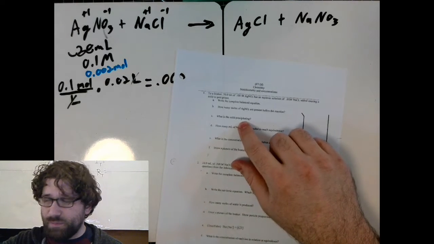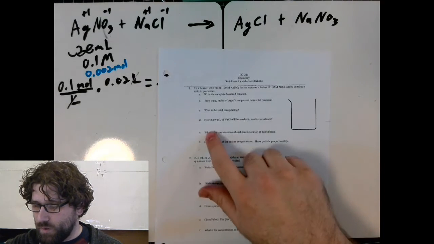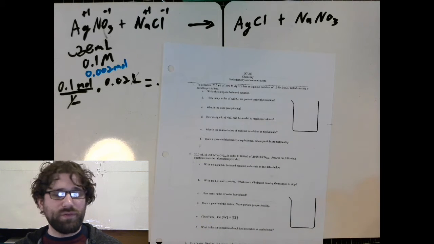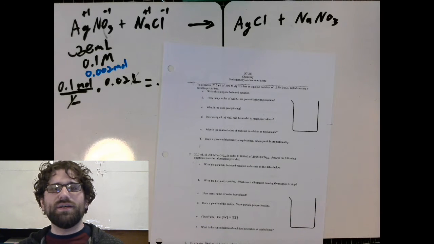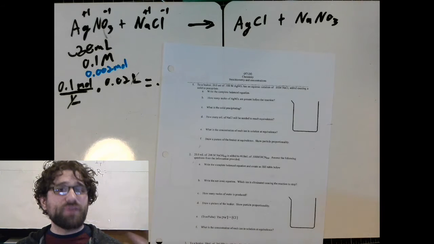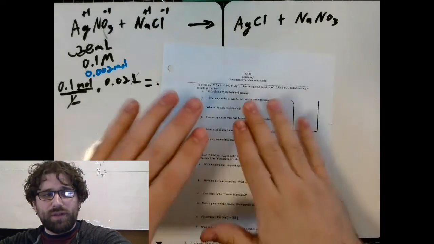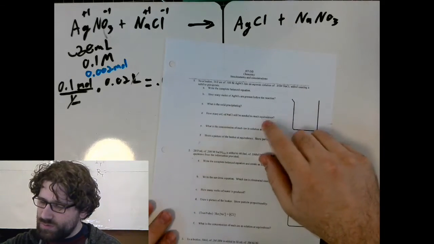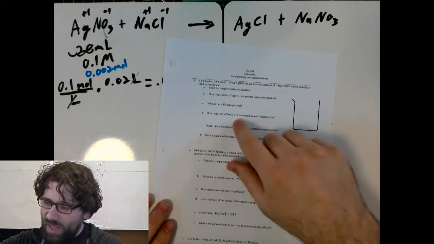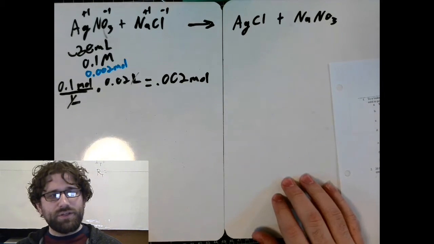Next question. What is the solid precipitating? Well, silver chloride. How many milliliters of NaCl will be needed to reach equivalence? Now, equivalence is a fancier term that just means the completion of the reaction. Some reactions don't use up everything, and so they reach an equivalence point. But we haven't studied that. So wherever you see equivalence, just think completion. So how much NaCl will be needed to complete this reaction?